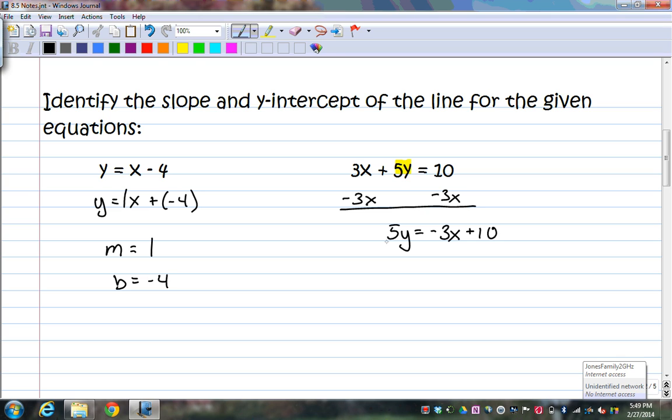I'm going to divide 5 by every term here to get rid of the 5 that's with the y, and y then is equal to, now how could we rewrite this fraction? Remember that we don't want the variable up there, so what we could do is we could take it like this, because that means the same thing, and then plus 10 divided by 5 is 2. So our slope, m, is equal to a negative 3/5, and our y-intercept is a positive 2. Cool, huh? Let's move on.